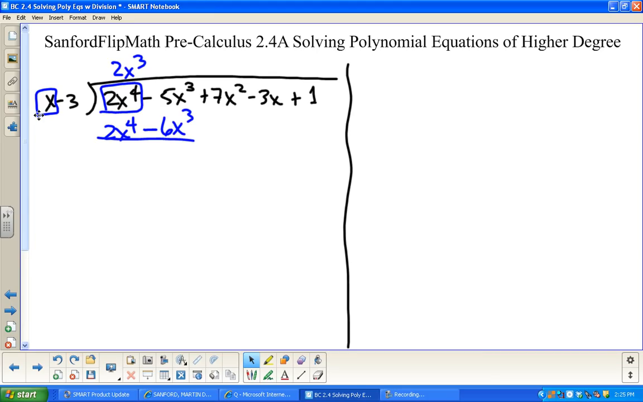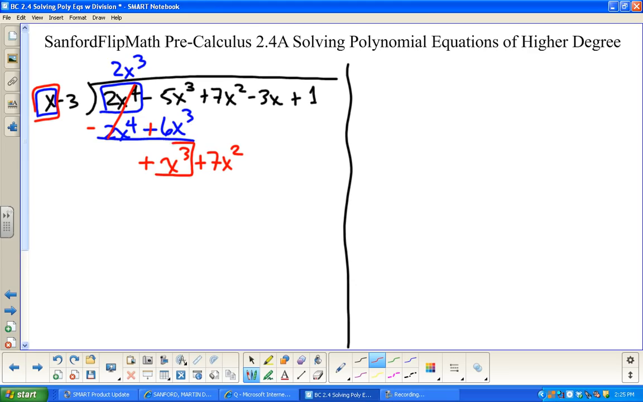Okay, and remember what we're going to do is we're going to subtract, so in other words, add the opposite. So this is going to be a positive x cubed. Started to write a negative, but I caught myself. Bring down the next term. Okay, so now I'm going to look at x and x cubed. So x squared times x squared times 3.